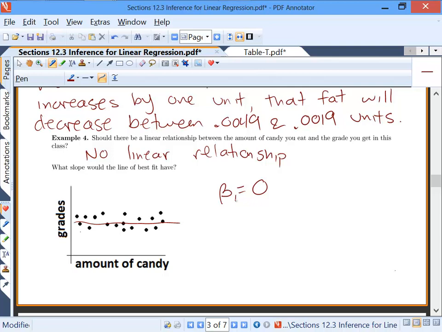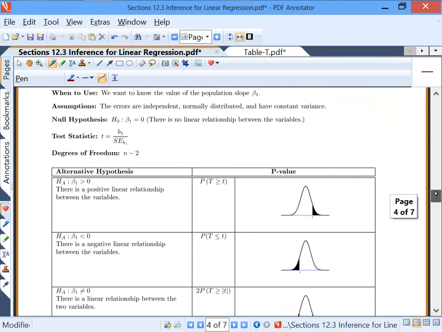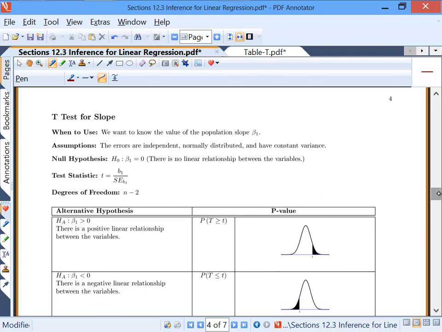Okay, so it seems like it might make sense to try and do a test to see if our variables have a linear relationship. And if we want to do that test, I'm basically going to be asking you, is the slope 0 or something besides 0. So here's our t-test for slope. We're going to use this test if we want to know the value of the population slope, beta 1. Or if we want to know if there's a linear relationship between two variables.